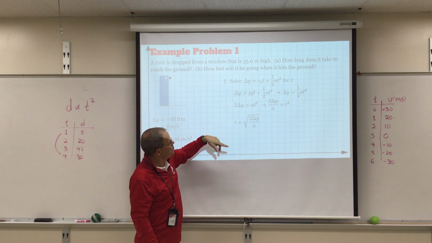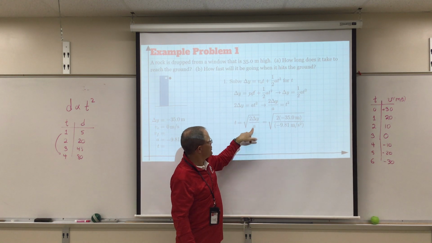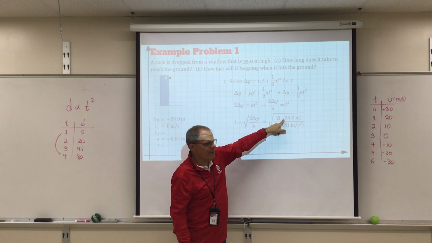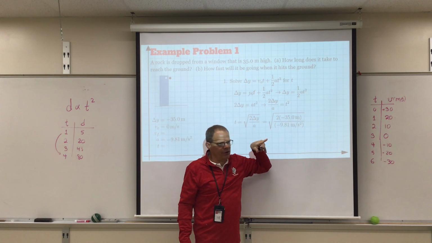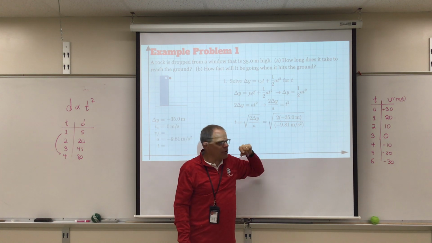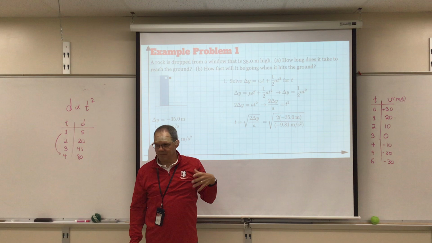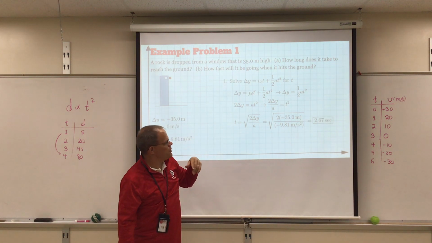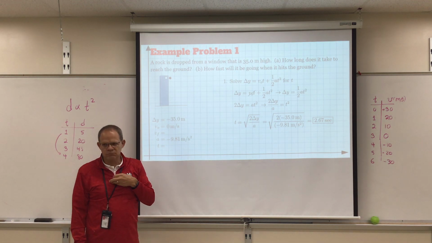Plug in your numbers here. You get 2 times negative 35. And here's where it's important that you remember the negative. If you don't have a negative there, you're going to get a negative under your radical, and you can't evaluate that. So if you get a negative under the radical, don't just pretend it's not there. Figure out what you missed. It shouldn't be there. Plug in the numbers, and you get 2.67 seconds. It takes 2 and 2/3 seconds to fall.